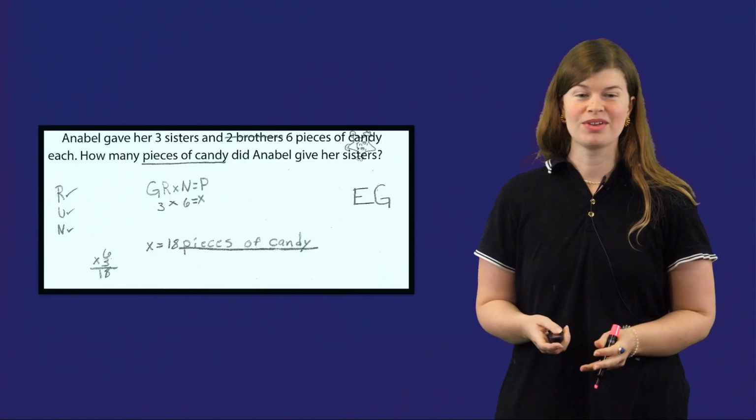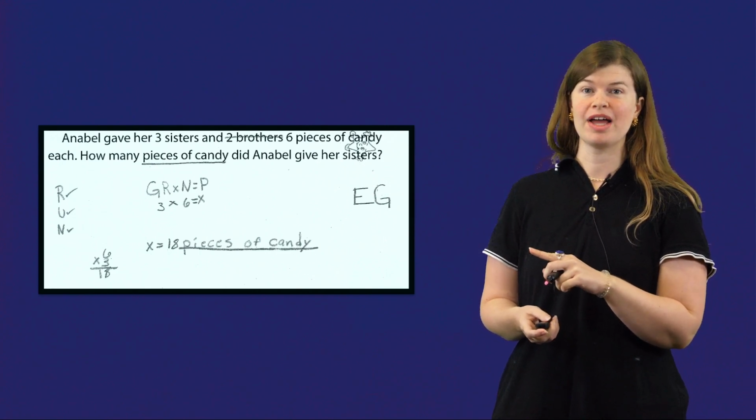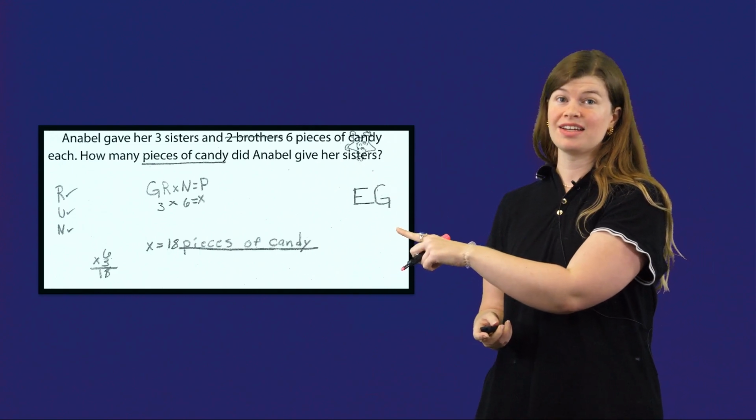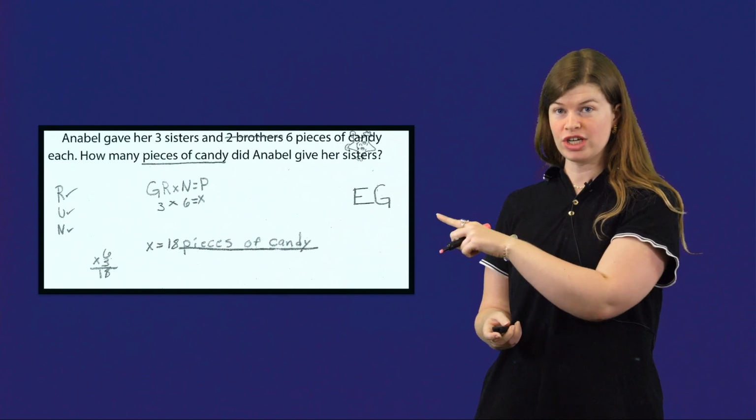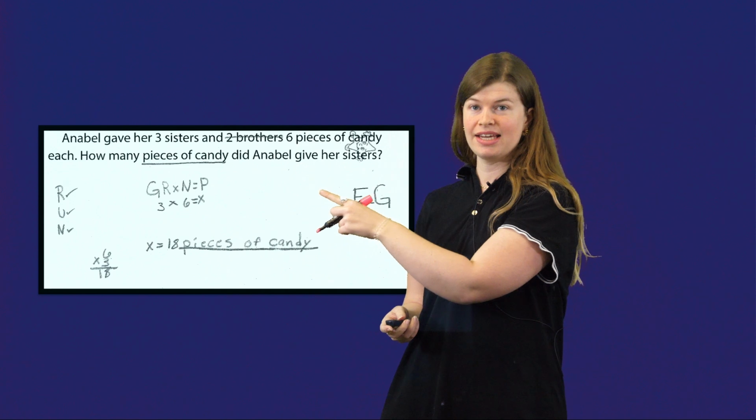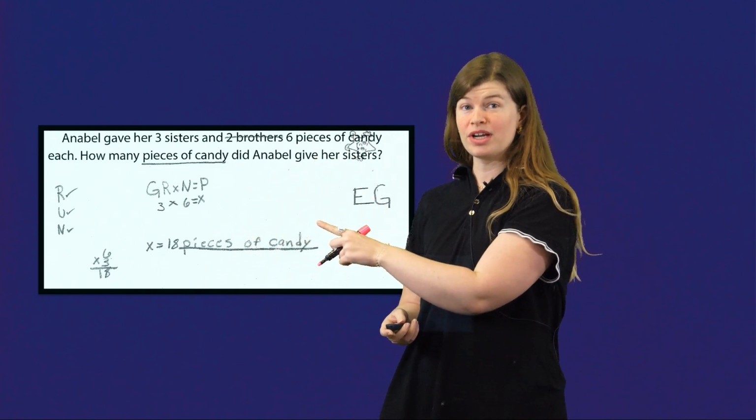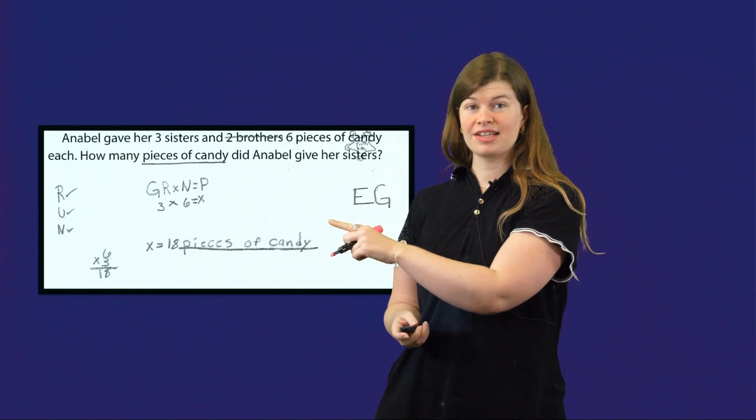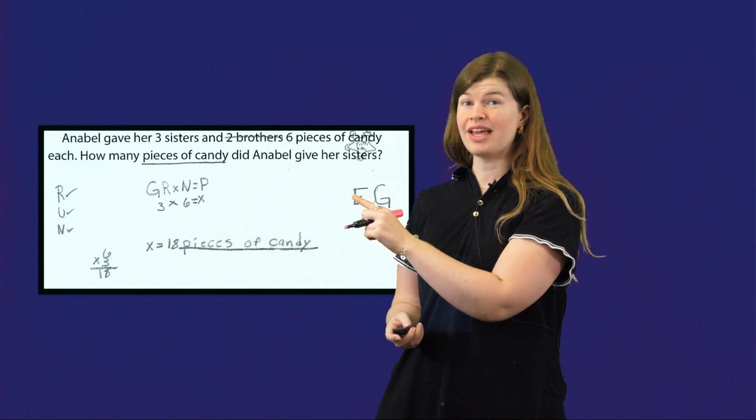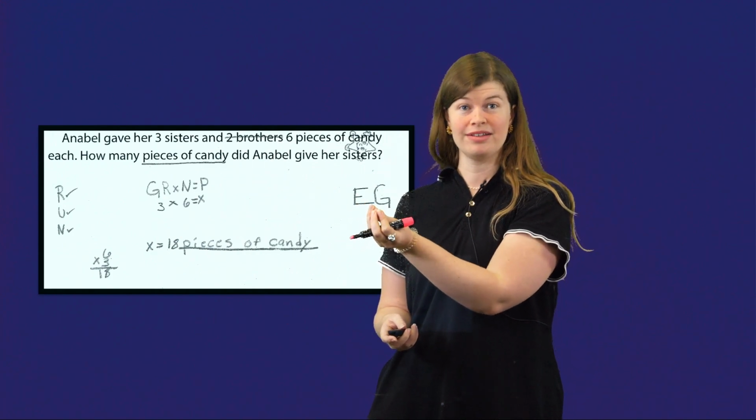Here is an example of a student-worked word problem featuring an equal group schema. You can see they identified that it was an equal group schema and put EG to the side, that they used the equation GR times N equals P, that they identified the groups and the number in each group, and they put an X for the product. You can use a blank space if the X is confusing with the multiplication sign as well.